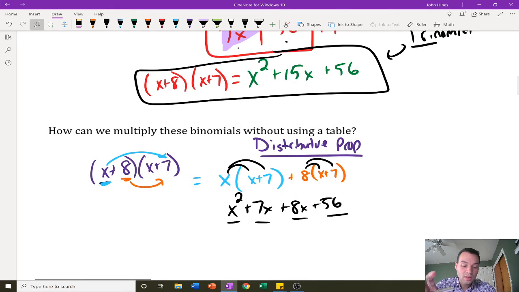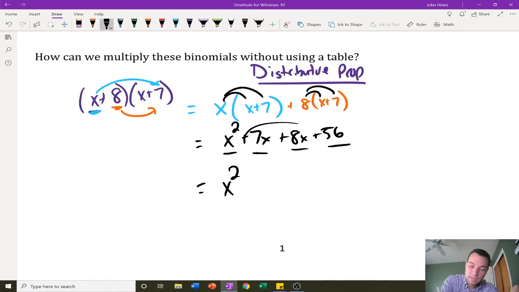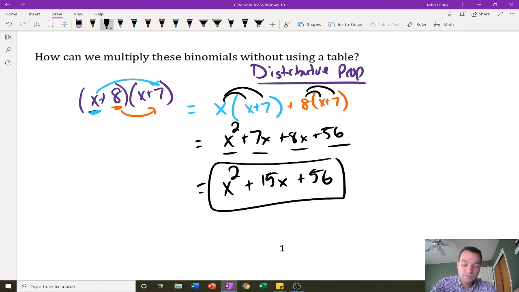And then we finally combine like terms one more time. How many x's do I have? I have 15 x's plus 56. My circle there blocks numbers. So there we go, x squared plus 15x plus 56. That's how we can safely use the distributive property.